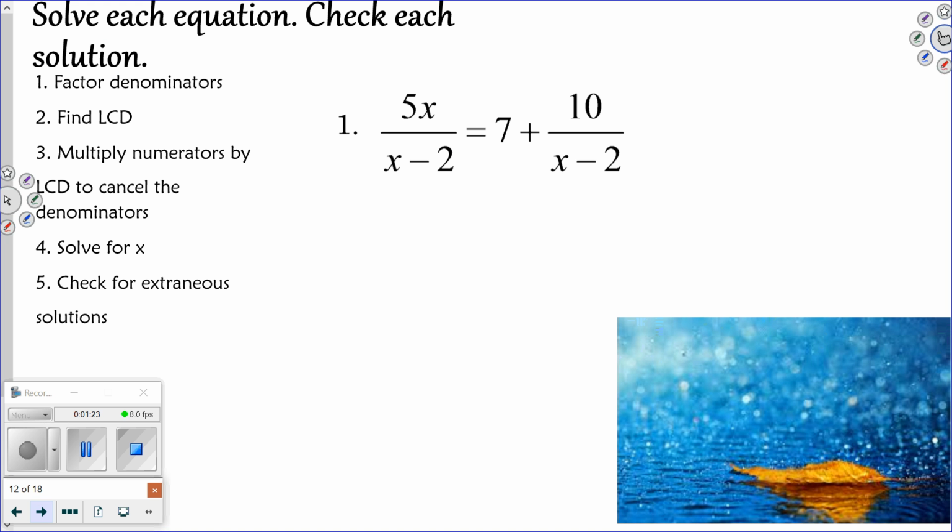So here we go. So number 1. So notice how it's not just fraction equals fraction, right? See that extra little pesky 7 that kind of snuck right in the center of that? Messed up everything. So step 1, factor denominator. I don't have a denominator, right? There's nothing to factor. What's the denominator on that one? That's just a 1. Do I really need the 1? No, I really don't. Find the LCD. Good. The LCD is just going to be x minus 2.